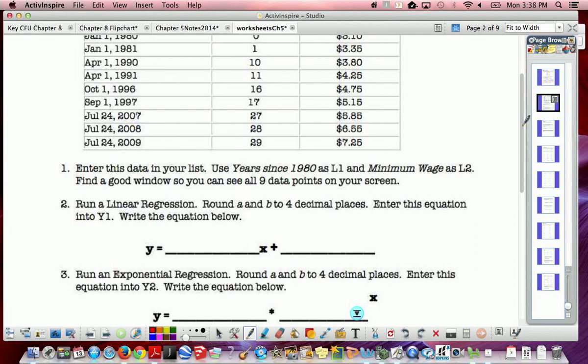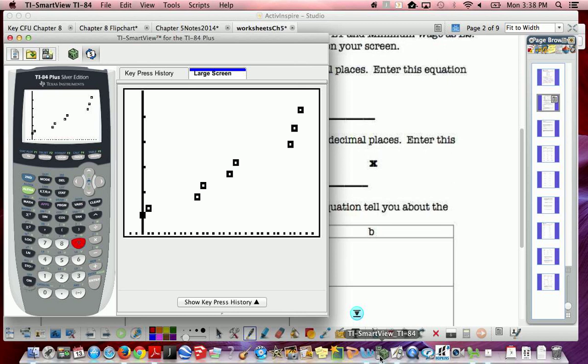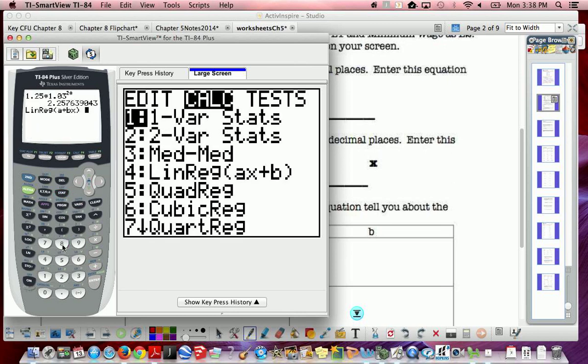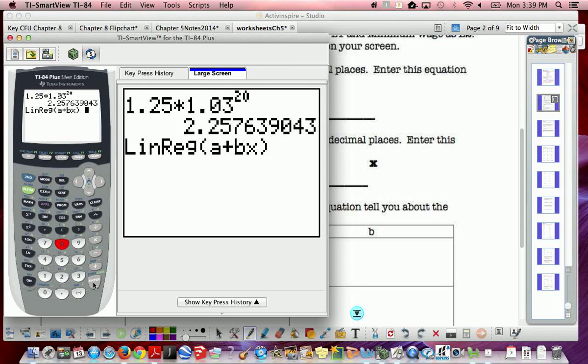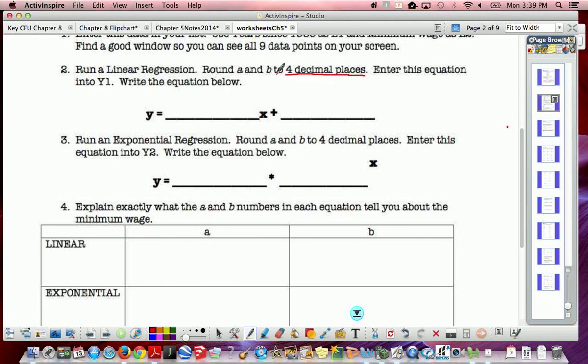If we go to our next question, it asks you to run a linear regression test. So that's what we will do next. If I go to my calculator, go stat, over to calculate, number 8, linear regression, a plus bx, go ahead and select it, and lo and behold, it gives us our slope and our y-intercept. We can write those down into our equation here. It says to round to 4 decimal places. My slope was 0.1262, my y-intercept was 2.9457.